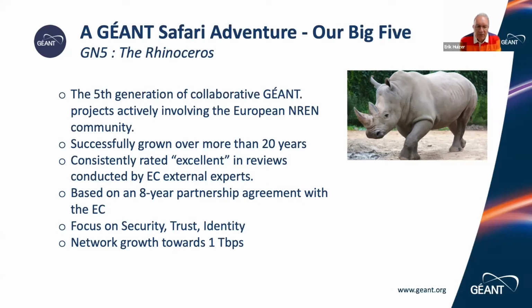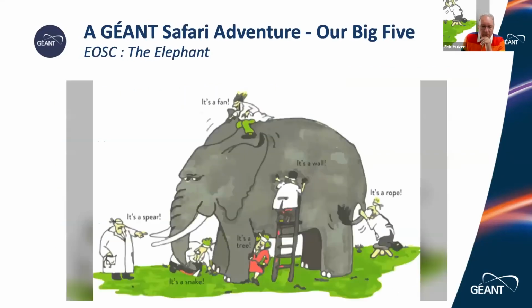It's based on previous instantiations of the GEA project, grown over more than 20 years. We constantly rate excellent in reviews, and it's based on an 8-year partnership agreement with the European Commission, a so-called framework partnership agreement. The fifth instantiation will mainly focus on security, trust, and identity, while the network is hopefully growing towards 1 terabit per second in that time frame. And we're talking here 2023 to 2027, that time frame.